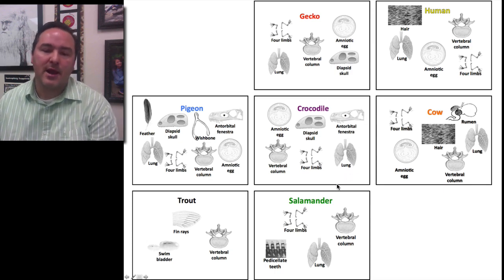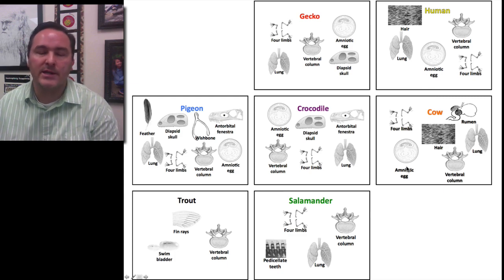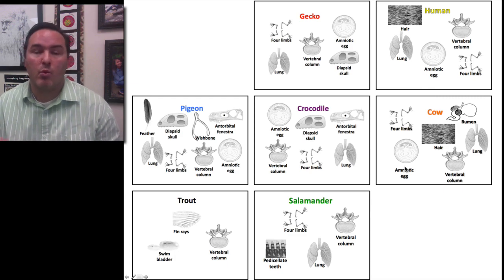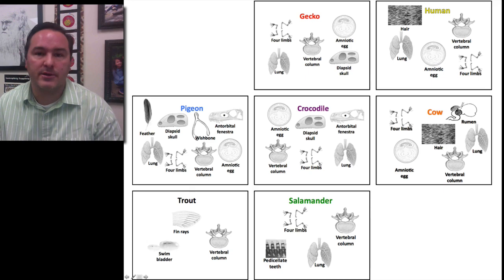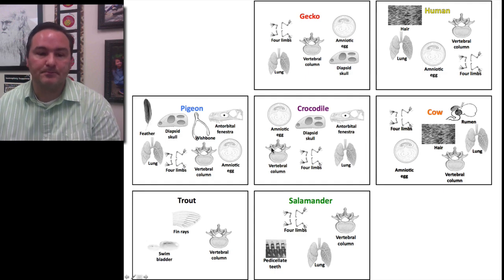So I could look at these characteristics and compare them to the other organisms and decide which organisms share or don't share these characteristics. Or maybe they have some type of characteristic that's completely unique to them as well.